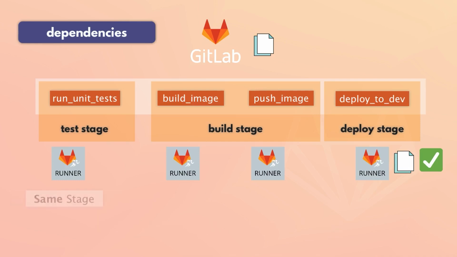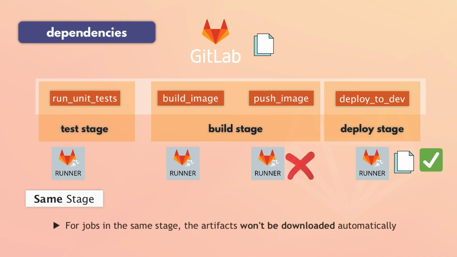However, the push image job is in the same stage as the build job. They're both in the build stage. So this rule that artifacts are automatically downloaded and made available does not apply here because it's in the same stage.